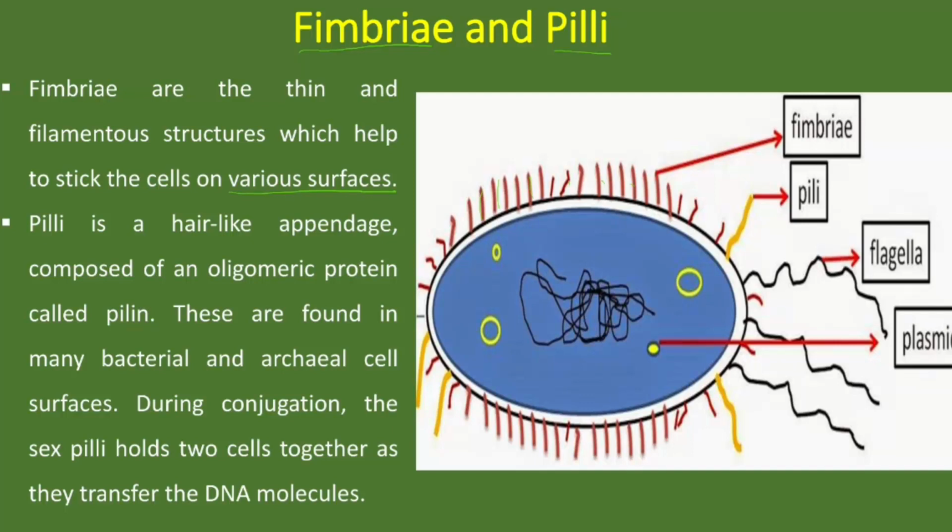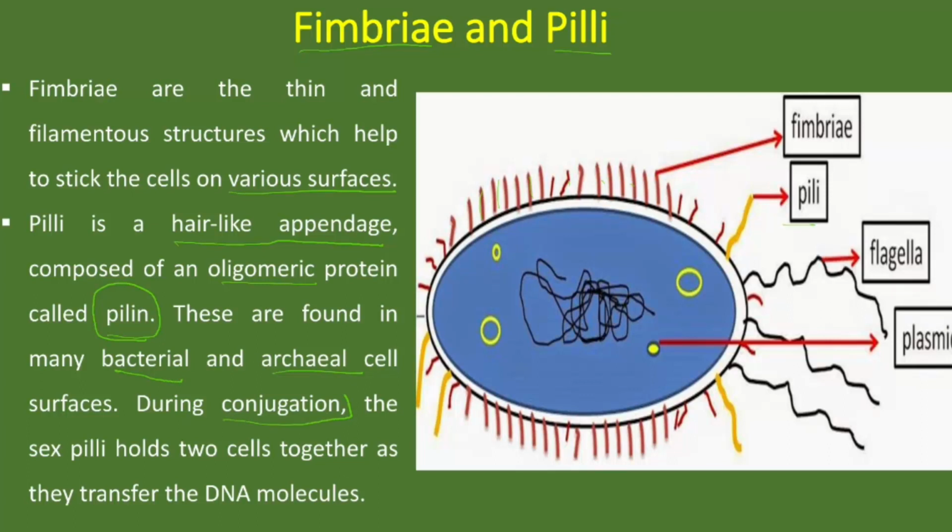While the pili are hair-like appendages composed of an oligomeric protein called pilin. Pilin is the protein which is present in the pili. These are found in many bacterial and archaeal cells. They are present on bacterial as well as archaeal cell surfaces.